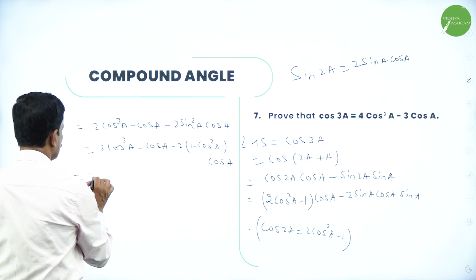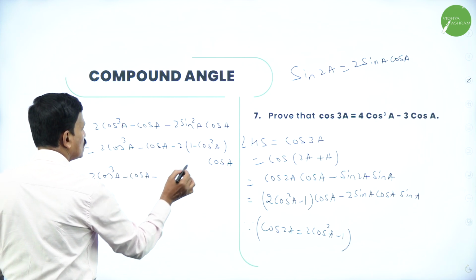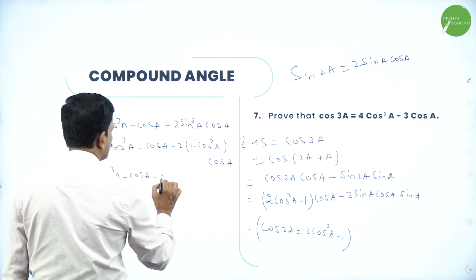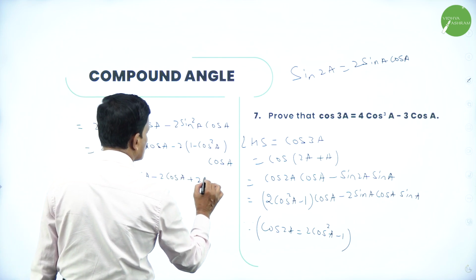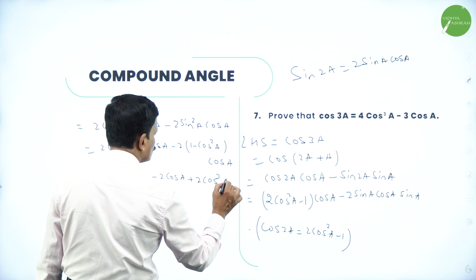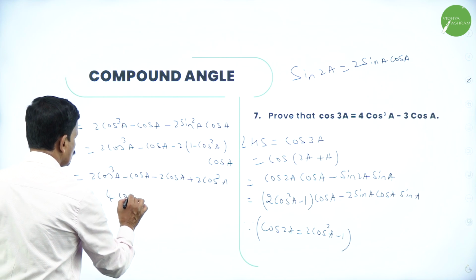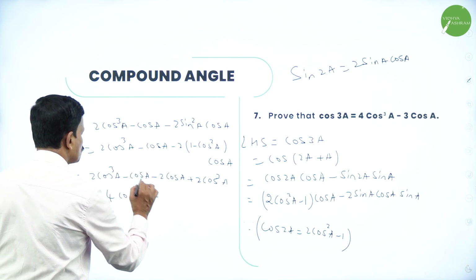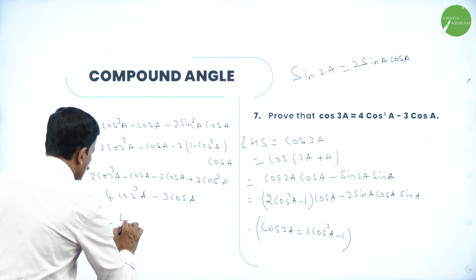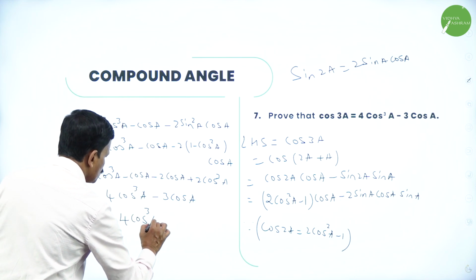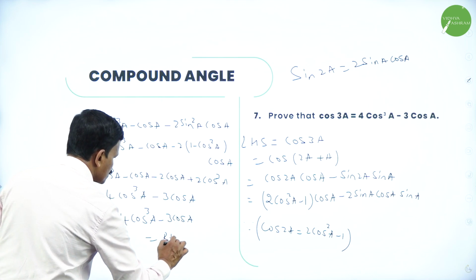Now multiply it. So 2 cos cube a minus cos a, minus 2 cos a into 1 is 2 cos a, minus into minus plus 2 cos square into cos is 2 cos cube a. So 2 plus 2, how many cos cube? 4 cos cube a, minus 2 minus 1 is minus 3 cos a. So this is equal to 4 times cos cube a minus 3 cos a, which is the required RHS.